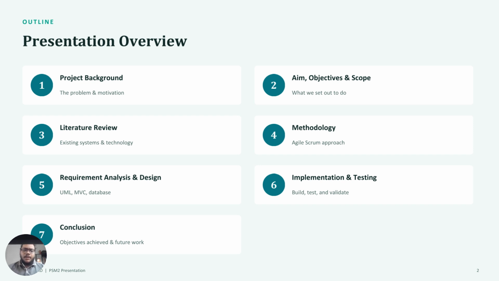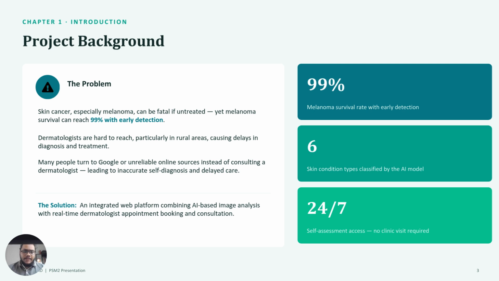Before I begin, here's a quick outline of what I'll cover. I'll start with the project background and motivation, then walk through the aim, objectives, and scope. After that, I'll summarize the literature review and methodology used, give an overview of the system requirements analysis and design, then move on to implementation and testing, and finally wrap up with the conclusion. Let's move on to the next slide.